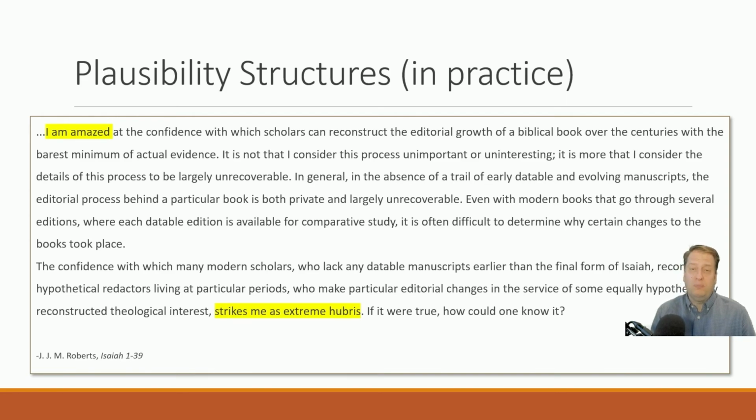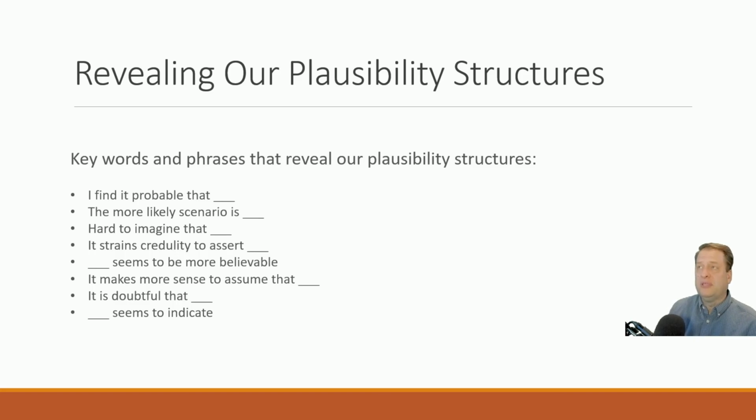I love this quote because here J.J.M. Roberts is saying that scholars have produced all of these elements of Isaiah scholarship that just simply do not fit within his plausibility structures. All these hypothetical redactors operating in the service of hypothetical ideological commitments. And he's basically telling us here that he finds it implausible. And I happen to agree with him. Much of these things that he's mentioning also do not fit within my plausibility structures. So let's look at revealing our plausibility structures.